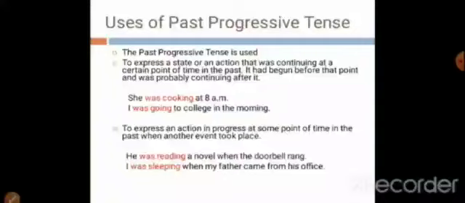She was cooking at 8 a.m. At 8 o'clock in the morning, she was still cooking. I was going to college in the morning.